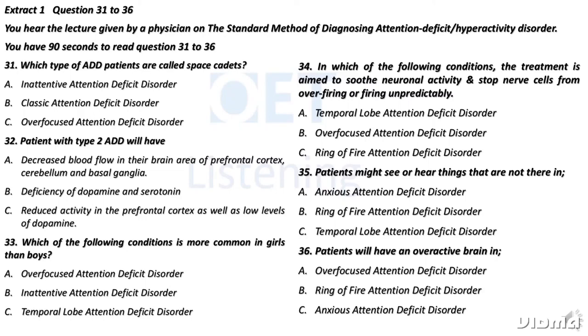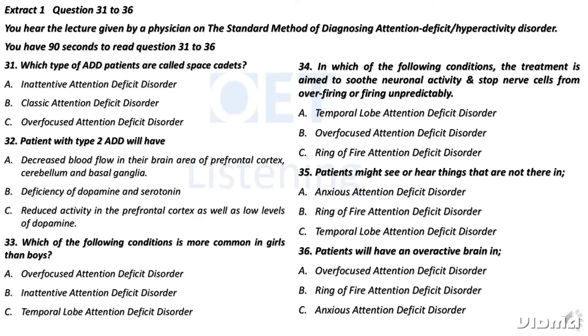Type 3. Over-focused attention deficit disorder. People with over-focused attention deficit disorder have a deficiency of dopamine and serotonin. The aim of treatment is to increase both these neurotransmitters, the nervous system's chemical messengers. Type 4. Temporal lobe attention deficit disorder.